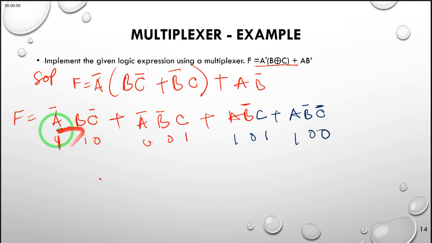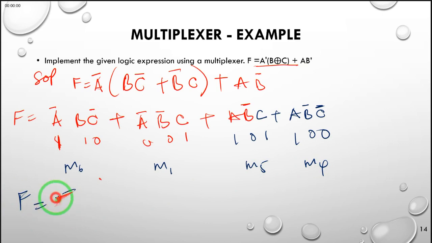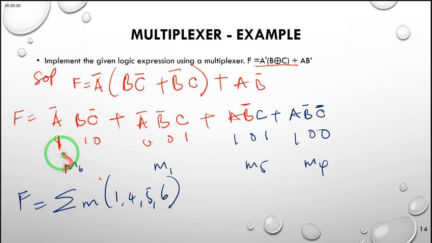So if you are to write this in terms of minterms, this would be minterm 6, this is minterm 1, minterm 5, and minterm 4. Therefore, you can write F as sum of minterms 1, 4, 5, 6. Oh, I think I missed here. This should not be 1, but rather 0, 0, 1, 0, and this becomes 2. This therefore means this is 1, 2, 4, 5.